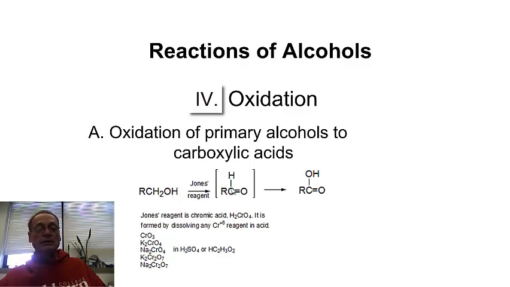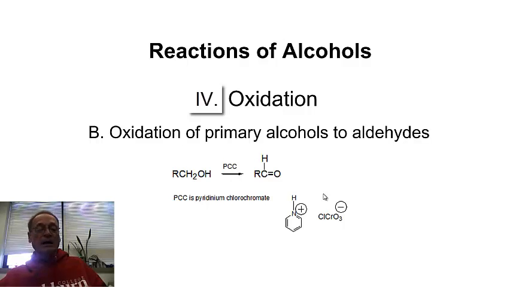Now notice that in this equation I have written the aldehyde in brackets, because aldehydes themselves are very susceptible to further oxidation. By inserting an oxygen into this carbon-hydrogen bond of the aldehyde, it becomes a carboxylic acid, and that's essentially what you get. So if you start with a primary alcohol and use Jones reagent, you don't actually see the aldehyde. Instead, you go all the way to a carboxylic acid. So what you need to memorize is primary alcohols with Jones reagent give carboxylic acids.